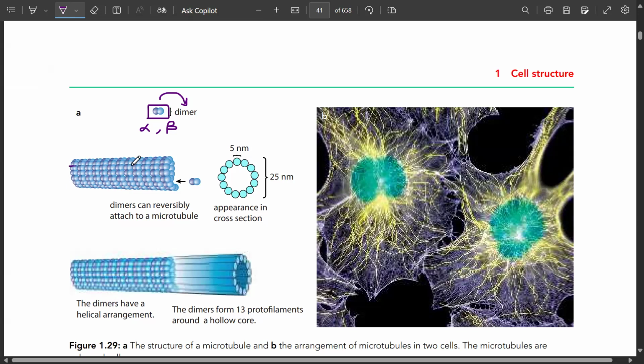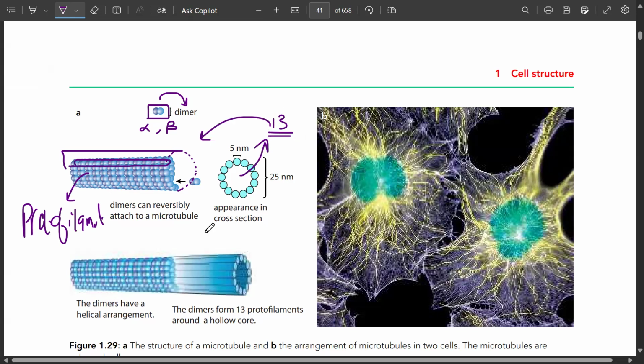Now, a lot of these dimers join together. They make up what? Protofilaments. Got it? Now, when a lot of these protofilaments join together, they are going to make a hollow tube. 13 protofilaments are going to join together to make one hollow tube. And this one hollow tube is known as what? Microtubule. Now you explain to me the whole structure because this is a bit tough.